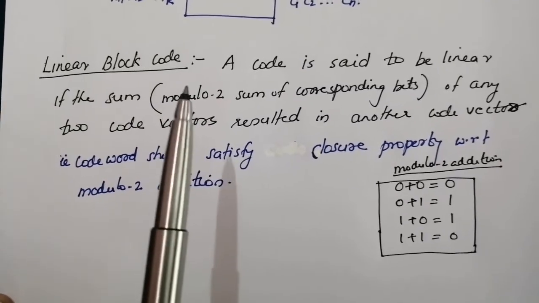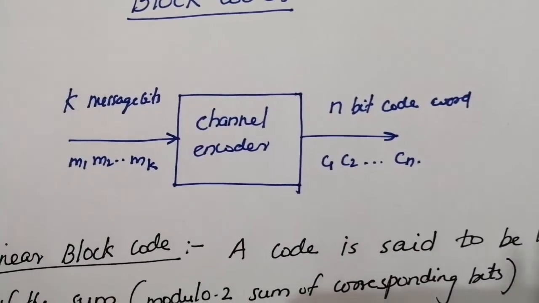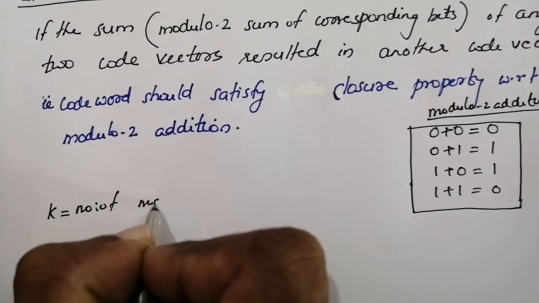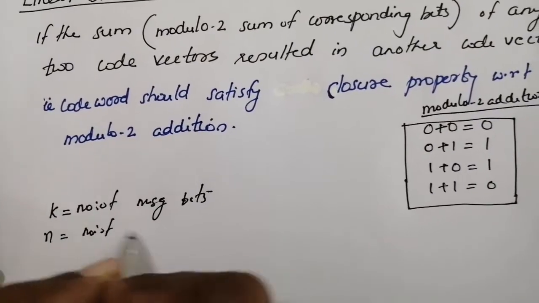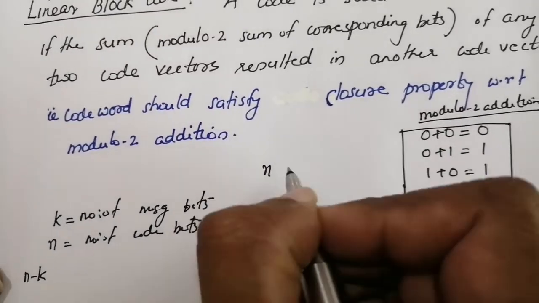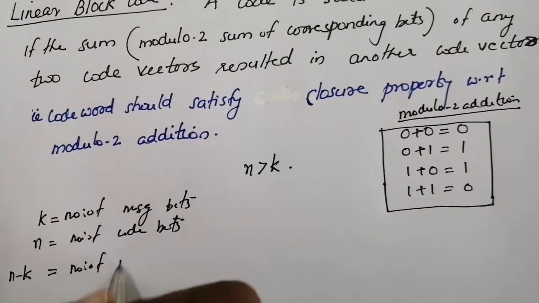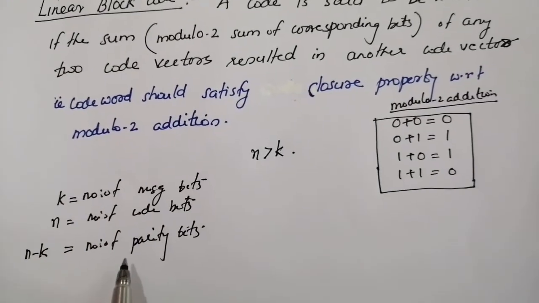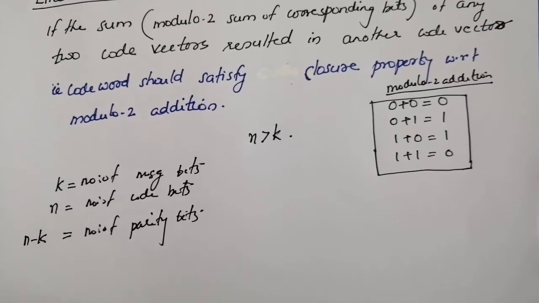In the case of a linear block code also, the channel encoder takes k message bits to generate an n-bit code word. So we can say that k is the number of message bits, n is the number of code bits, and n should be greater than k. And n minus k we will call the number of parity bits. These parity bits are created from the message bits and act as a redundancy which helps in error correction.